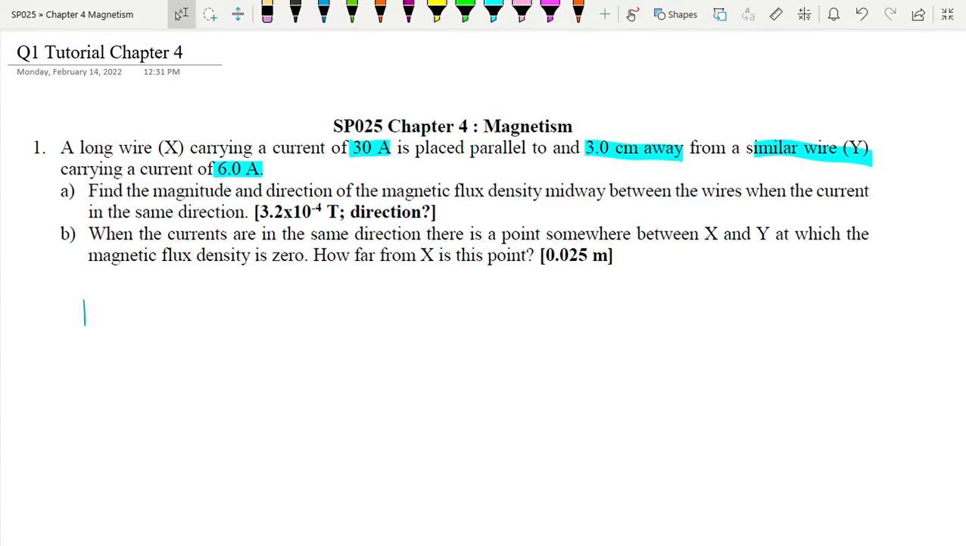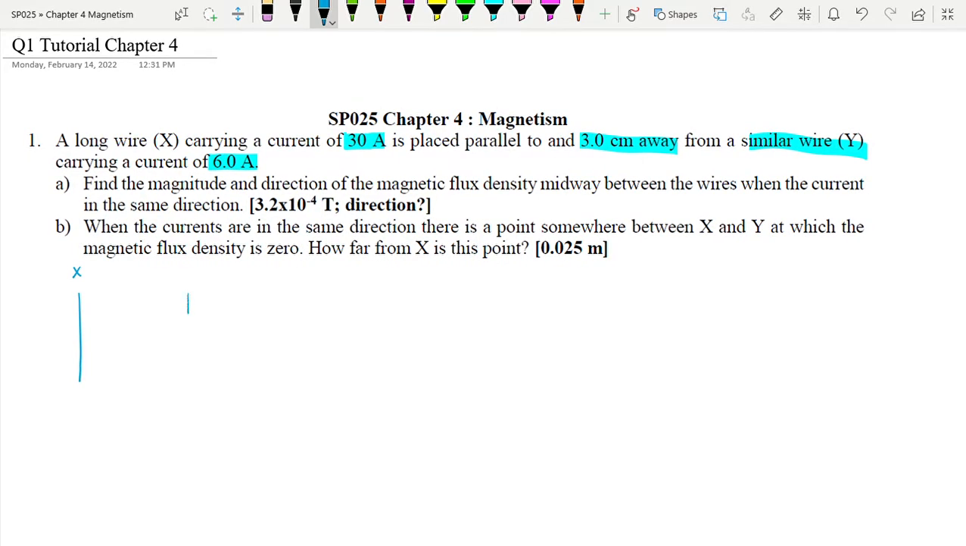So we have wire X here, with a current of 30 ampere, and then another wire, Y, with a current of 6 ampere. But we don't know the direction of current flow. Is it upwards or downwards? Let's read question A: find the magnitude and direction of magnetic flux density midway between the wires when the currents are in the same direction. So the first question gives a situation where the current is in the same direction.